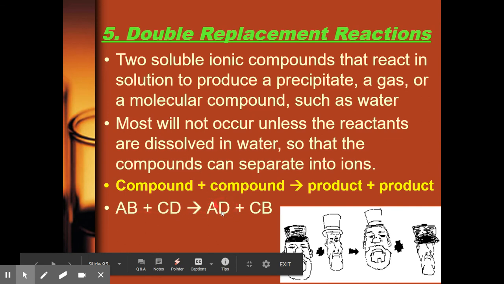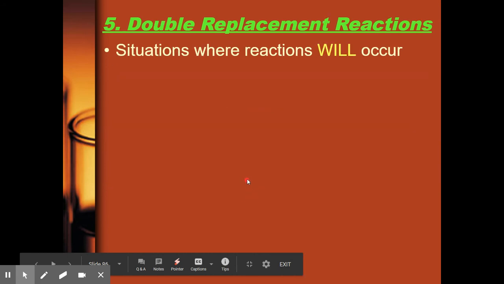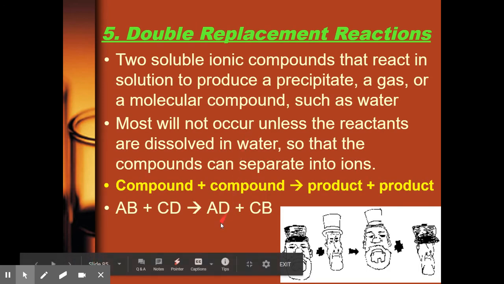Now I made it very simple here. I didn't put any subscripts because I didn't want to get into the crisscrossing part of it, but it could have subscripts depending on what these ions are. And then because A formed a compound with D, that means C, being the positive ion, has to form a compound with B. And that's why it's got to be written CB and not BC. Sorry, I went a little bit quick there.